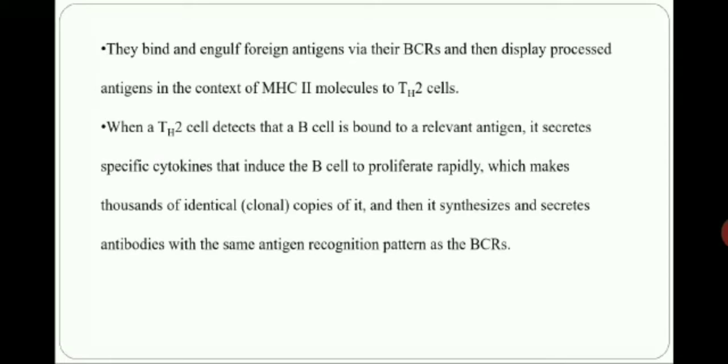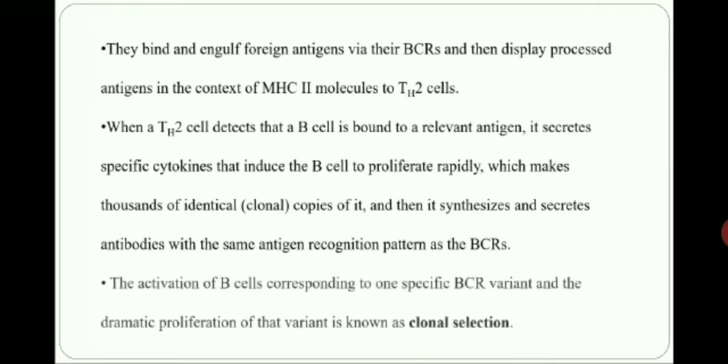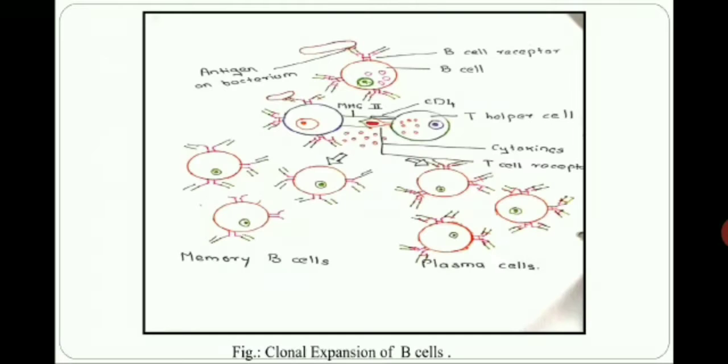When the B cells proliferate, they make thousands of clones, or identical copies of themselves, and secrete antibodies with the same antigen recognition pattern as that of the B cell receptors. The activation of a B cell and its proliferation is known as clonal selection. Now here you can see how the B cells are expanded.